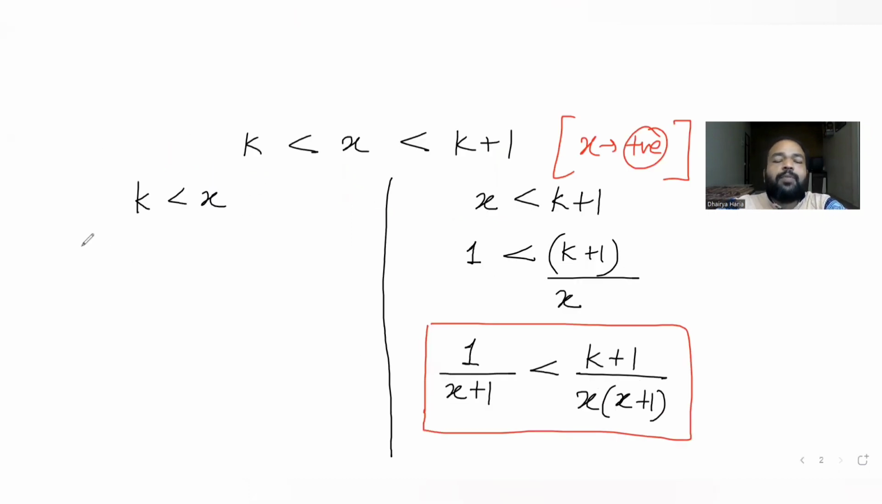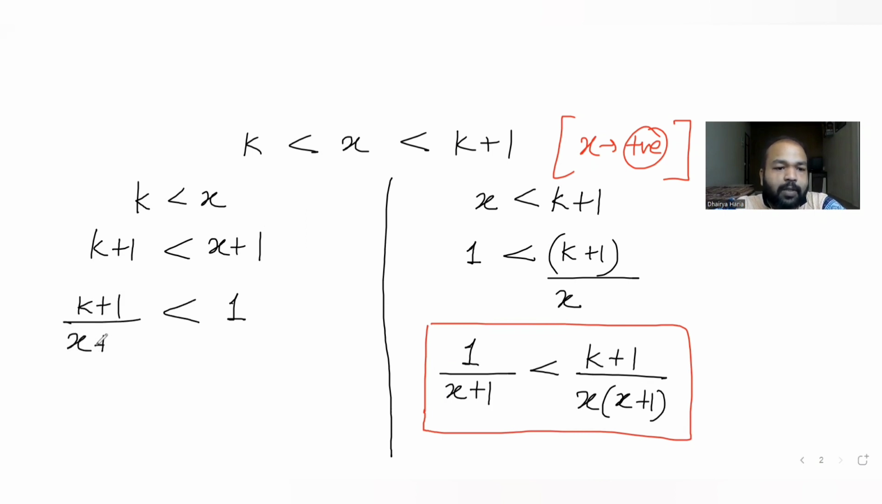Now if I do the same thing here as well, I know k is less than x, but I need k plus 1 in the expression. So if I add 1 on both sides, I get k plus 1 is less than x plus 1. Again, if I divide both sides by x plus 1, this becomes 1, and this becomes k plus 1.